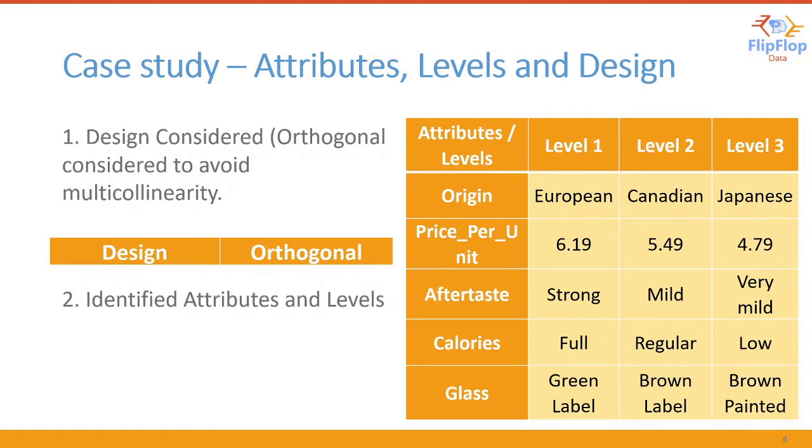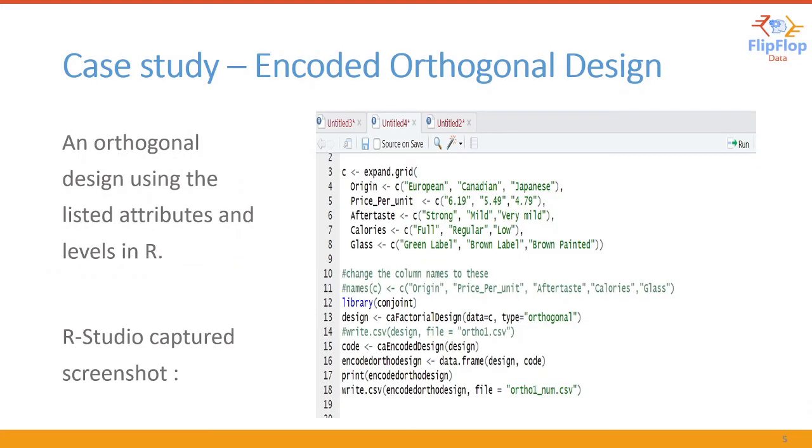So let us first create an orthogonal design using the listed attributes and levels in R. This is the screenshot captured. The expand.grid function is used to create all the required attributes and their levels in R. Once attributes and their levels are created, the conjoint package is used for further calculations.